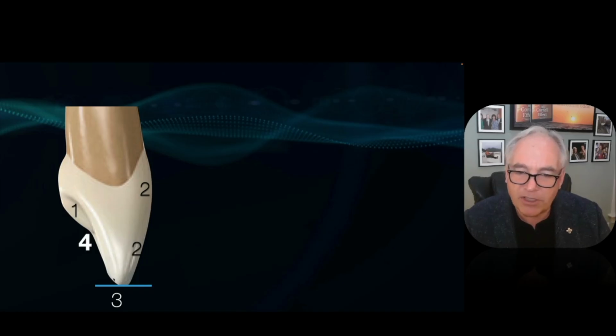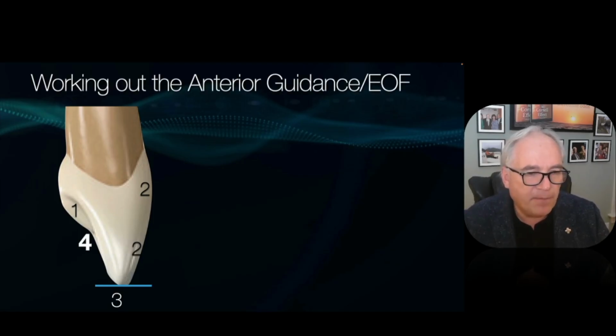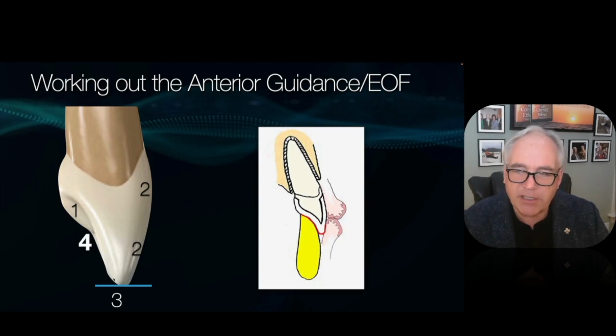What I would tell you is, just like I did with Brian, if you're going to guess, go as concave as you possibly can. Make it as concave as you possibly can to still get disclusion, and you'll probably have less to work on. But this envelope of function and anterior guidance is a really important clinical thing that we need to do, which I'm going to show you.